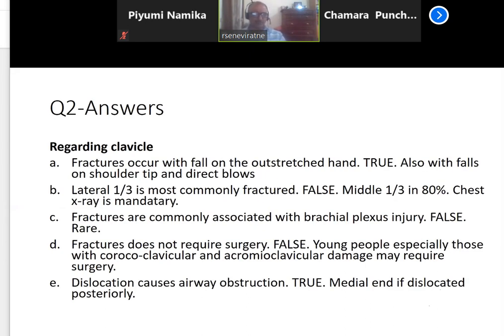Right. So going through the answers, you can see it's the middle one third that is fractured 80% of the time. And chest X-ray is mandatory because you can have pneumothoraxes and injuries to the upper one third of the chest wall, which you have to know. So in young people, especially with coracoclavicular and acromioclavicular ligament damage, will require surgery.